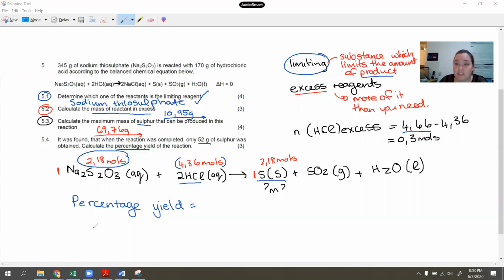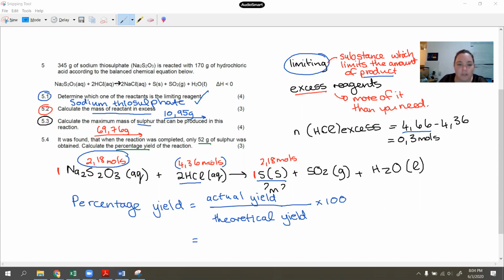So usually a percentage yield cannot be bigger than 100. But your percentage yield is always going to be your actual yield over your theoretical or expected yield. What you really get over what you planned to get. And then times by 100. Percentage is always times by 100.